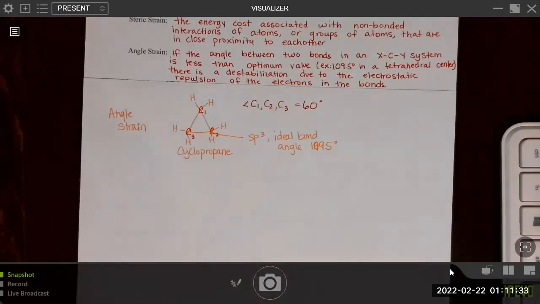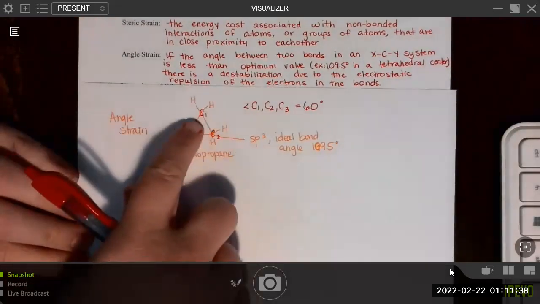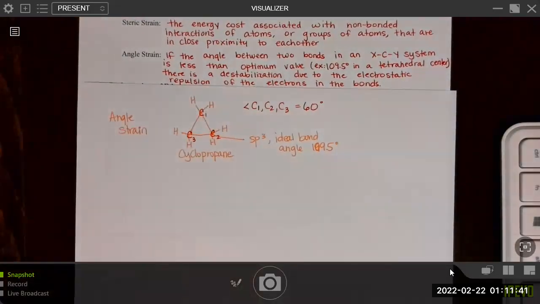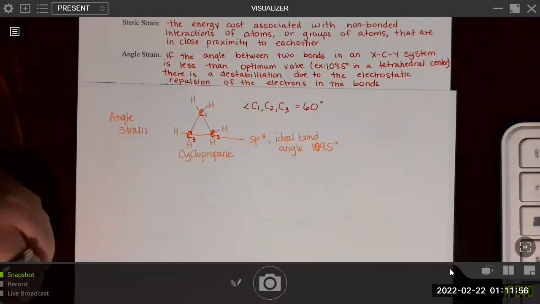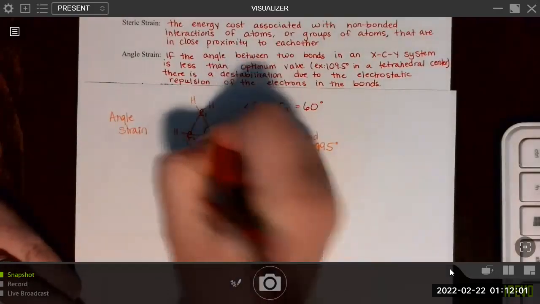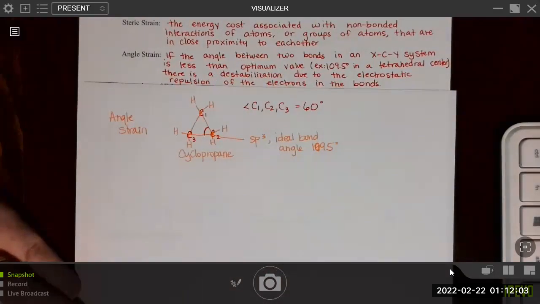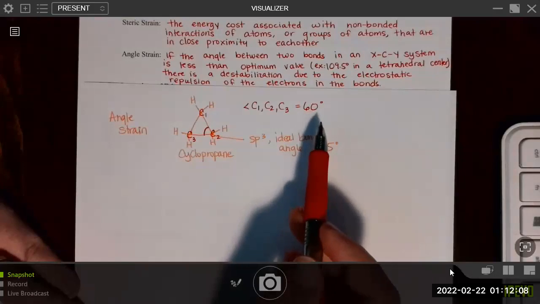Now what you're going to learn next time is that the atoms actually pucker, so they get a little bit of a larger angle than 60 degrees. But they are fairly constrained by the fact that they're in a ring. So they're definitely a lot less than 109.5 degrees. So that would be considered a significant amount of angle strain. Ideally, it would be 109.5, but it's somewhere close to 60.